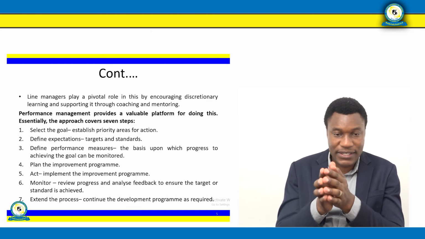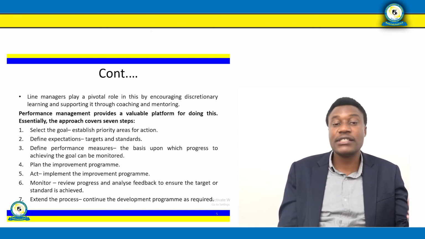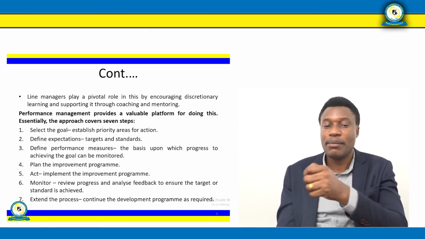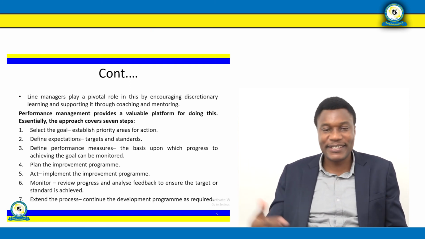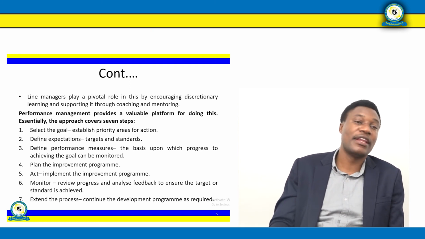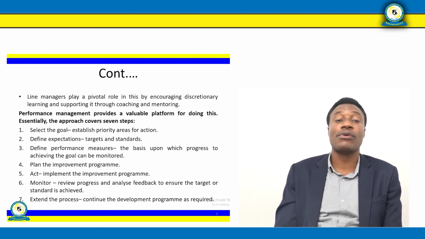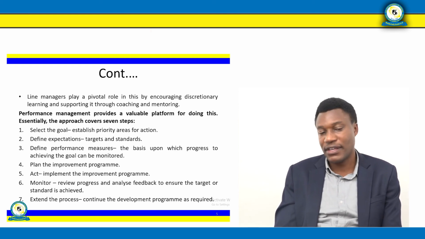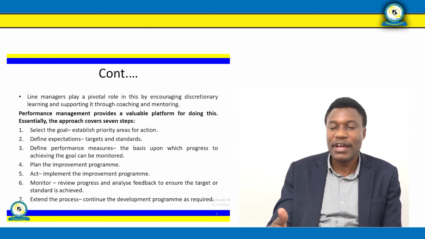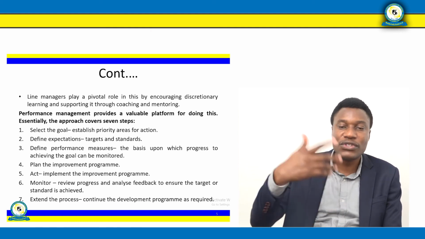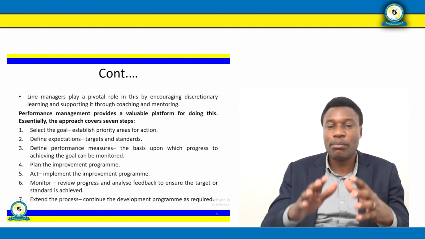Define the performance measures. Plan the improvement program, and then act, that is, implement the improvement program. Then, when you implement this, you have to be monitoring it, reviewing progress, and analyzing the feedback to ensure the target or the standards are achieved. Extend the process, continue the development program as required. It is a continuous process. That's the whole process that performance management provides.